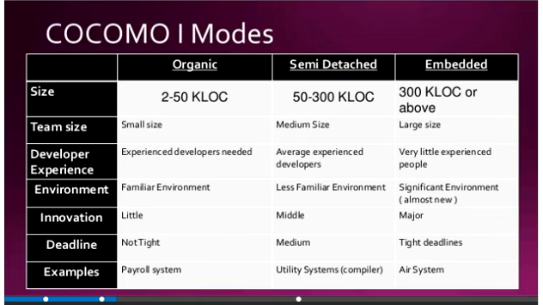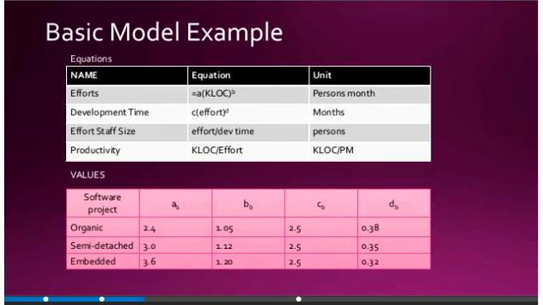An example for organic is a payroll system. For semi-detached, a utility system, for example compiler design. And in embedded, an air traffic system. These are the equations for the basic model. They are fixed. For effort, the equation is A times kilo lines of code to the power B. And development time is C times effort to the power D.